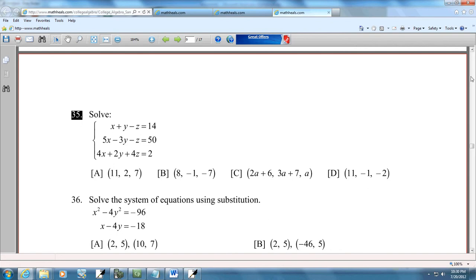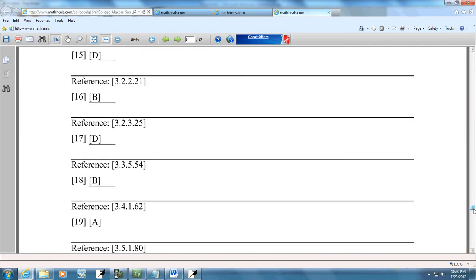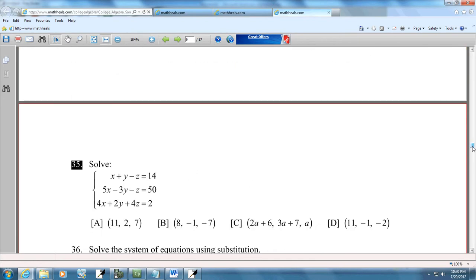So 35B. Let me go check that. Even though I probably checked it one time before. It's getting late. I'm forgetting. Okay, there you go.